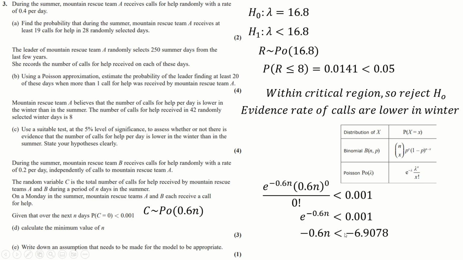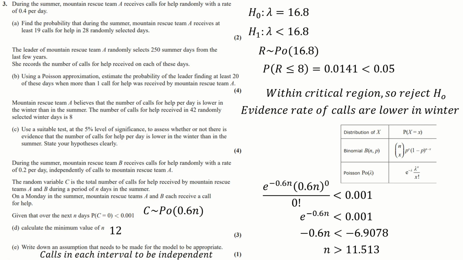Take a log of both sides and then divide by minus 0.6, which swaps the sign, remember? And we get n is bigger than this, which means n is 12 or bigger, or the minimum value would be 12 for this. Write down an assumption. Always you can say something about independence. So the calls in each interval may be independent.